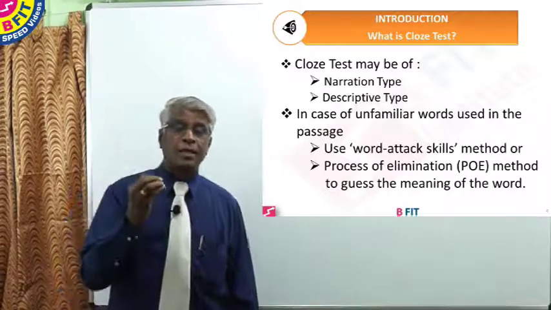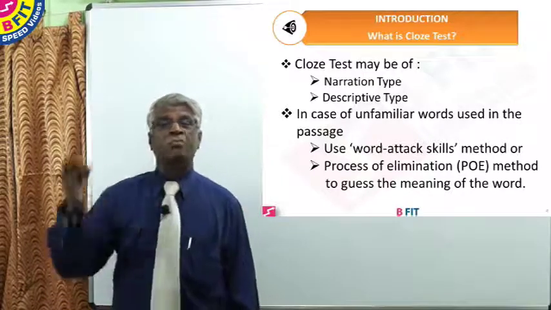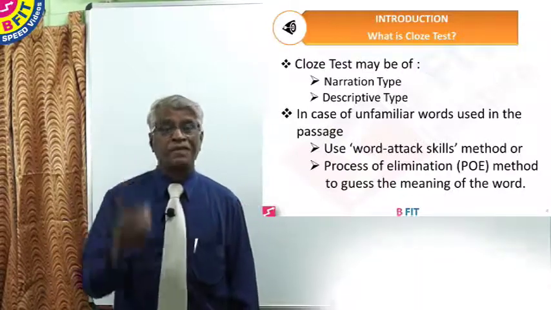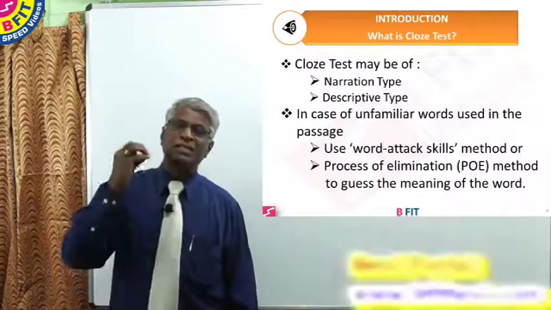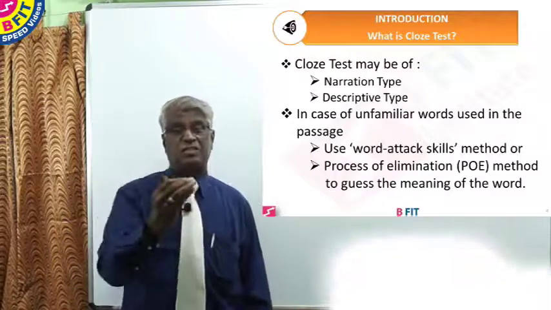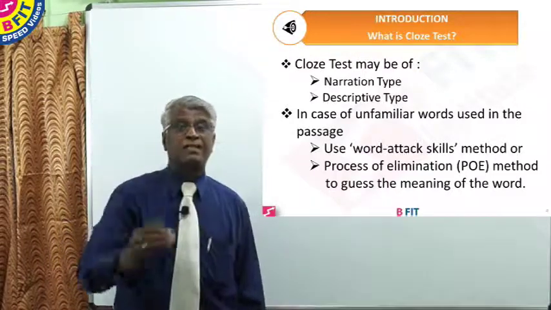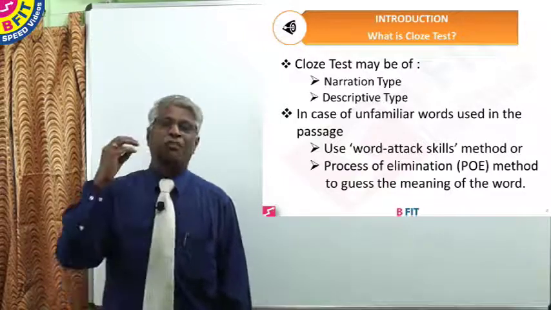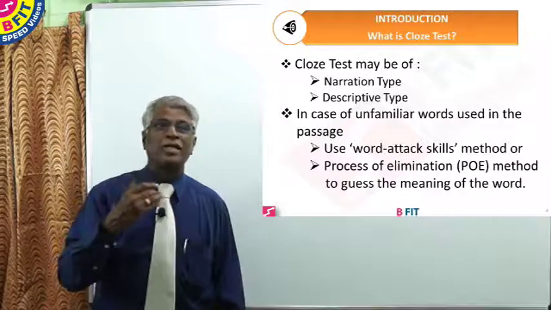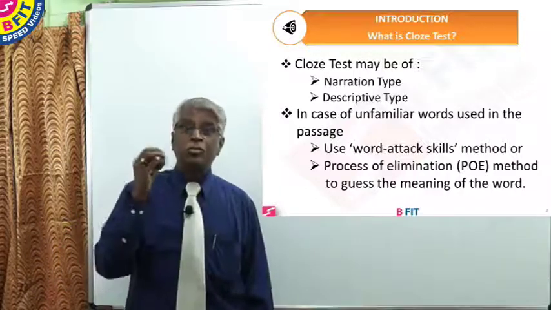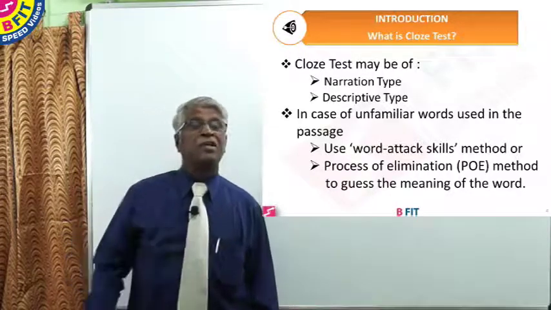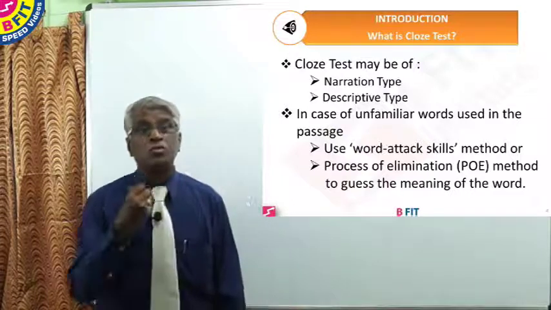Sometimes you may be able to use the POE method, which is called the process of elimination. There are 5 options. You know that in the given blank, there should be a verb in the past tense to be in tune with the earlier tense used in the passage. But 4 of the given options are not in past tense. Therefore, you can easily eliminate, either to identify the correct option or by eliminating the wrong options. These are the 2 techniques.